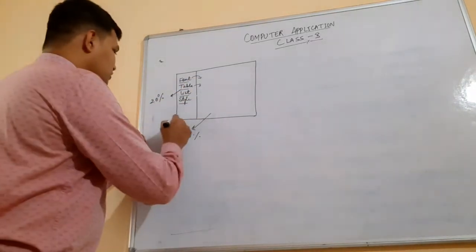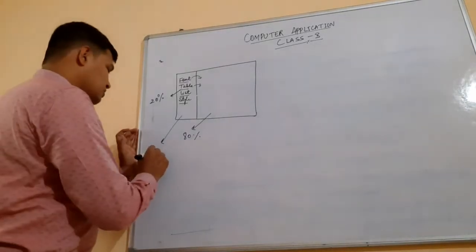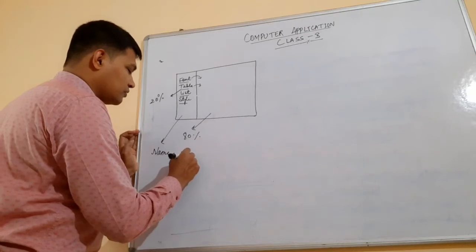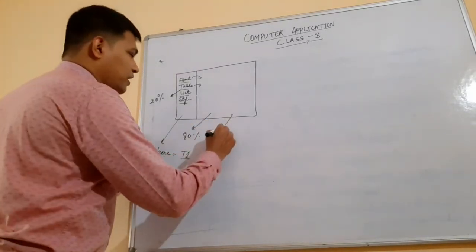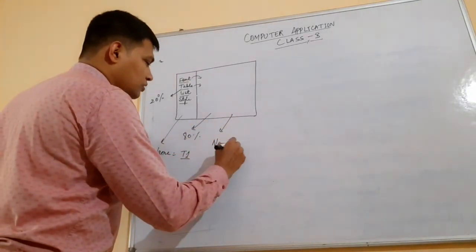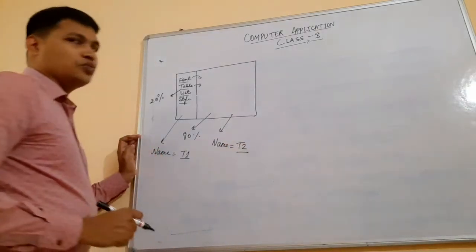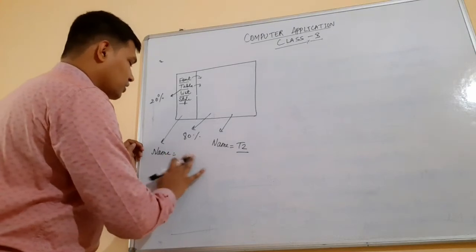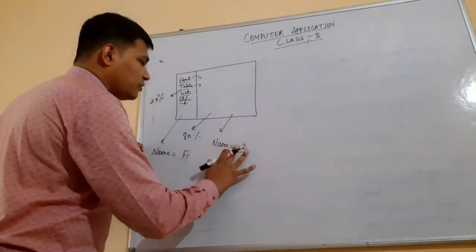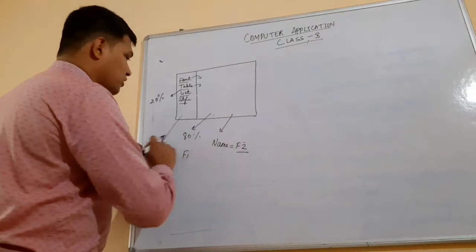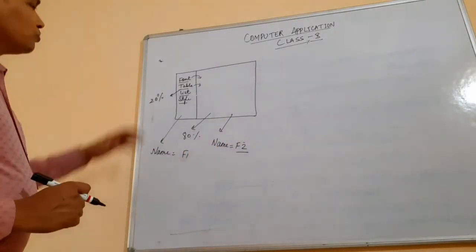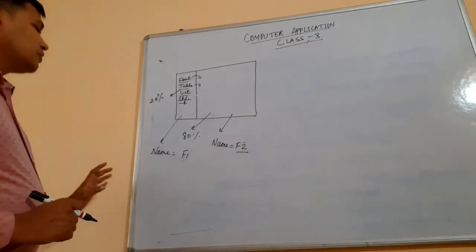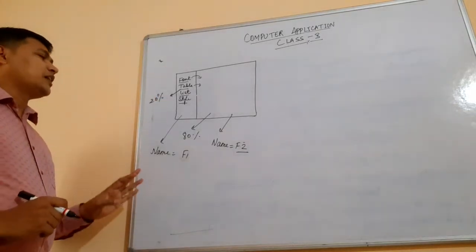Students, the first part is 20%. The name of this part is T1. T1 means target 1, and the second part name is called T2, that means target 2. You can change it to F1 or F2. F1 means frame part 1 and F2 frame part 2. This is the frame part 1, this is the frame part 2. Students, you must create this by the help of the frameset tag.